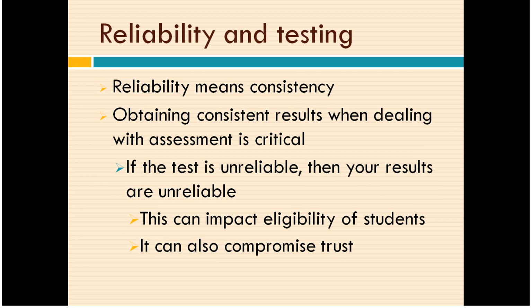Reliability in testing. Reliability means consistency. Obtaining consistent results when dealing with assessment is critical. If the test is unreliable, then your results are unreliable. And this can impact the eligibility of students for services, and it can also compromise trust between reporting the information to parents and colleagues. It can compromise the trust you have in your instrument, and it can compromise how people feel about the results that you're giving, whether or not they're a true indicator of where the student is at.